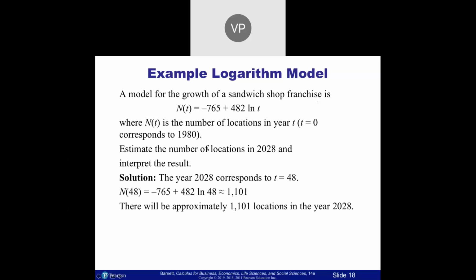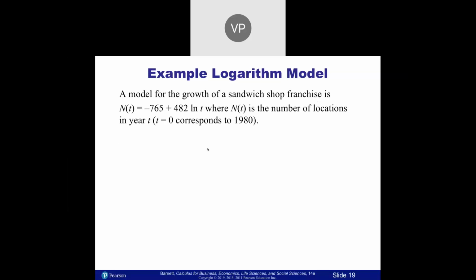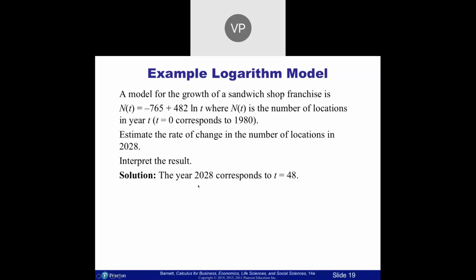We just went and found what the answer was, the number of shops. So now, 2028 still is 48, but we have to go find the derivative. Now, they jump right to the derivative, but we know this. Go back up here. When you find the derivative of this equation, the derivative of negative 765 is 0. Remember, the derivative of a constant is nothing. That disappears. The derivative of natural log t, that's our new one of this day, it's 1 over t. That's where they get this 48 times 1 over t from.